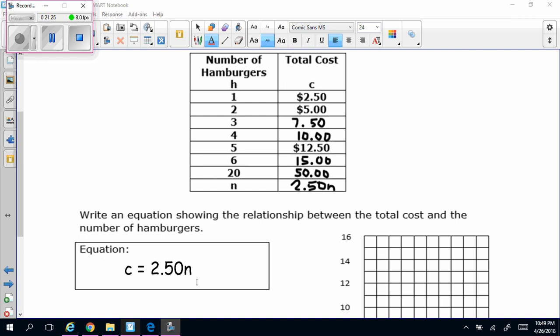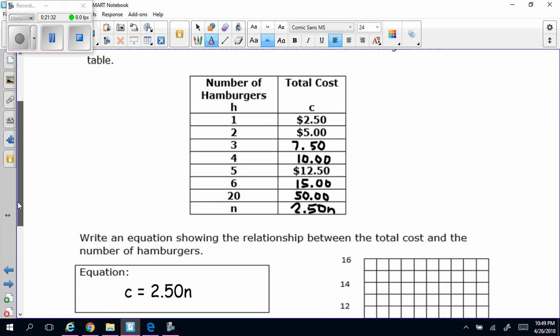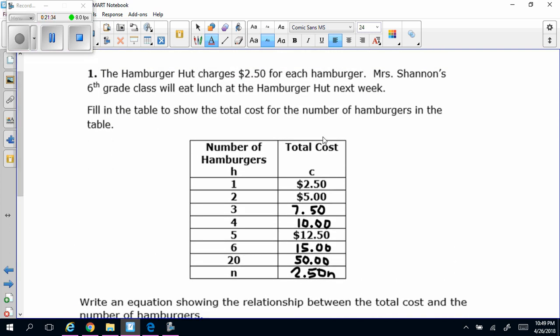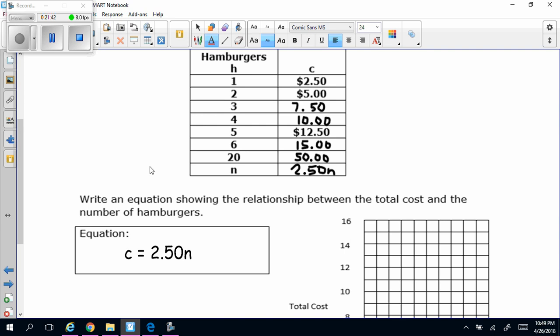So our equation should look like this. Go ahead and think about what our independent and dependent variable would be. Would the cost depend on how many hamburgers I would buy? Yeah. So this translates into the equation.